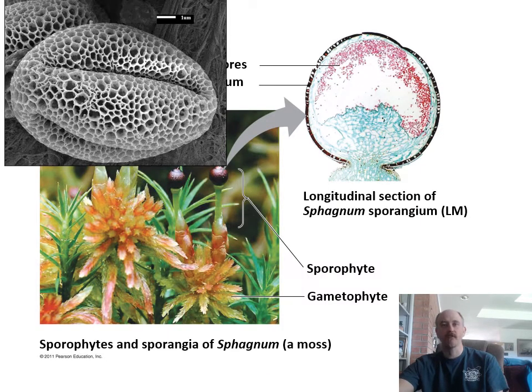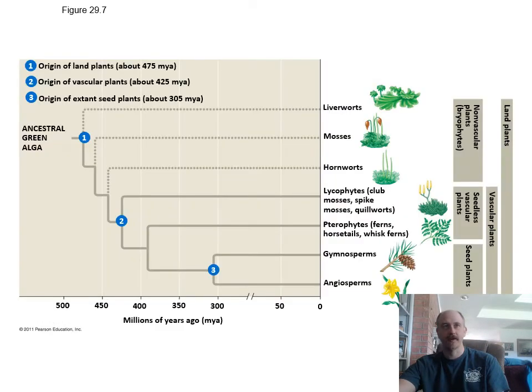So spores are made in a structure called a sporangium, and we'll see those hopefully in lab in a few weeks inside of a moss. The little capsules that grow up on a moss are sporangia. You also often see sporangia on the bottom of fern leaves, things like that.